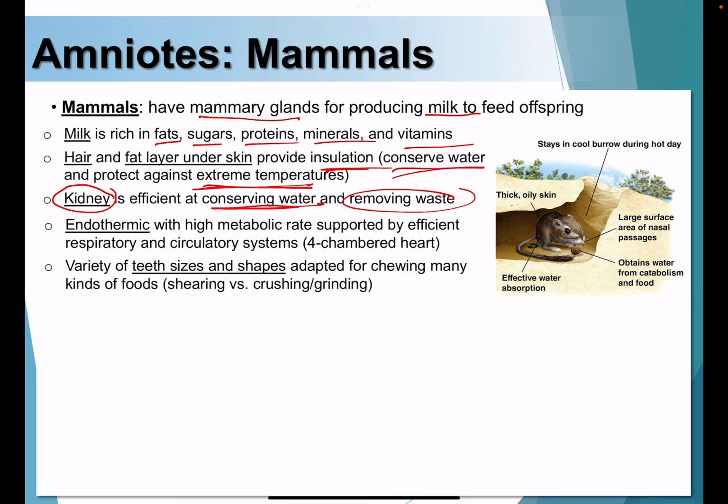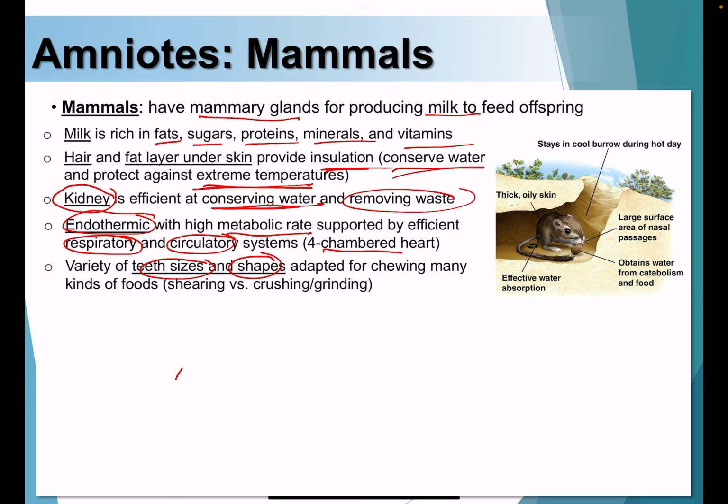All right. So again, like I said, mammals are considered endothermic. A high metabolic rate is supported by an efficient respiratory and circulatory system to deliver oxygen in order to do a lot of cellular respiration. With their circulatory system, they also have a four-chamber heart, and the separation of oxygenated versus deoxygenated blood allows for efficient gas exchange.